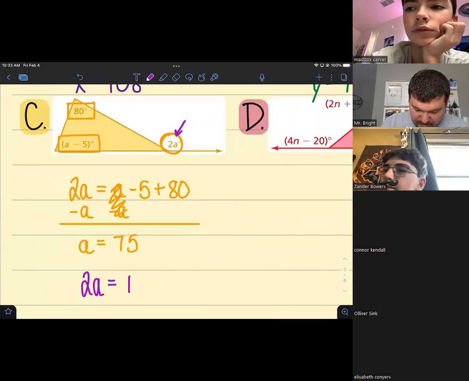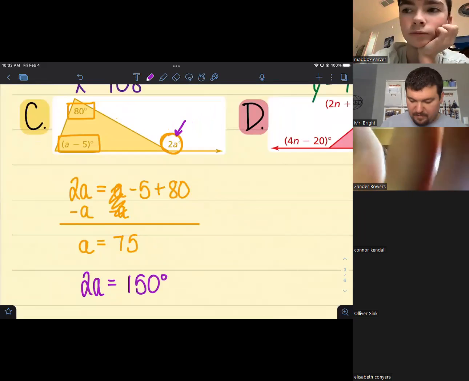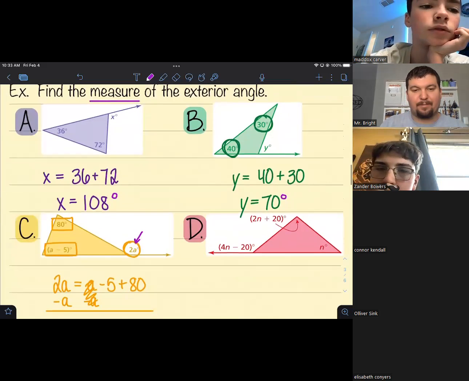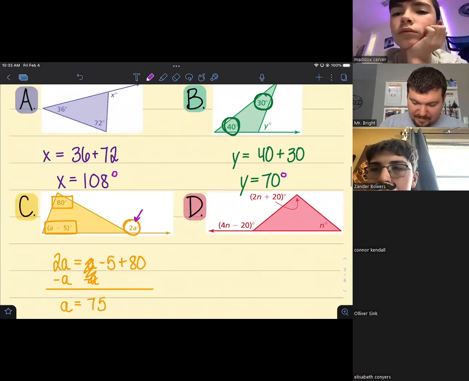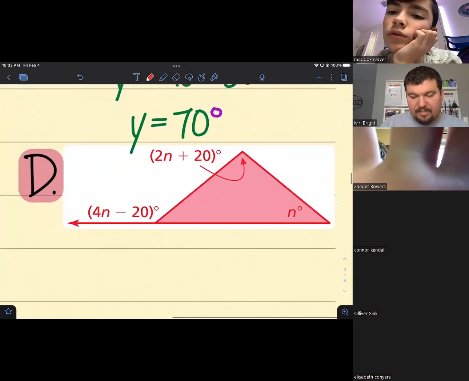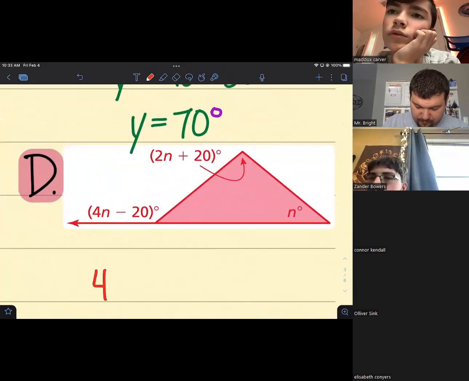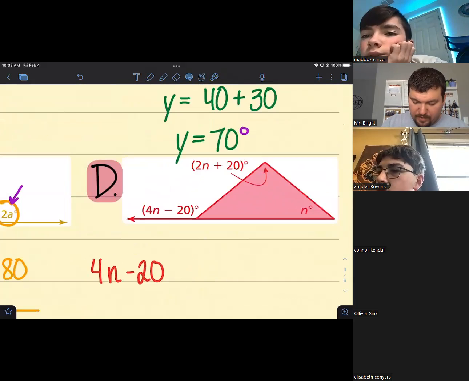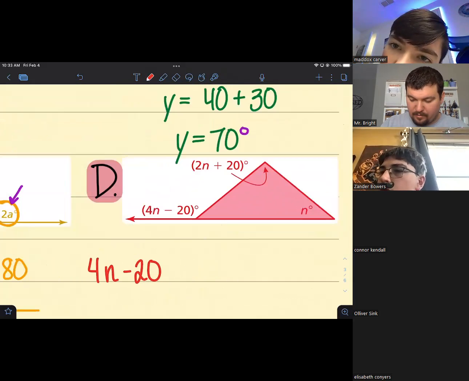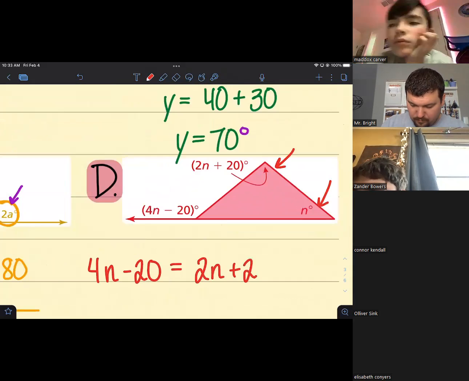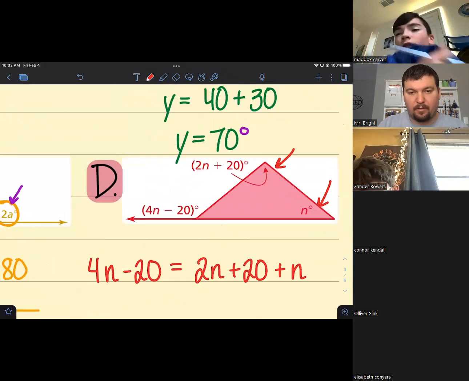150. 150, and then we're going to label degrees. 150 degrees. Yeah, so anytime it says what's the measure of that angle, we're going to label it degrees. Okay, let's check out this last example, example D. The exterior angle is 4n minus 20. And I know that that's going to be equal to the sum of the two non-adjacent interior angles, which are this angle and that angle. And so that's going to be equal to 2n plus 20 plus the third angle, n.